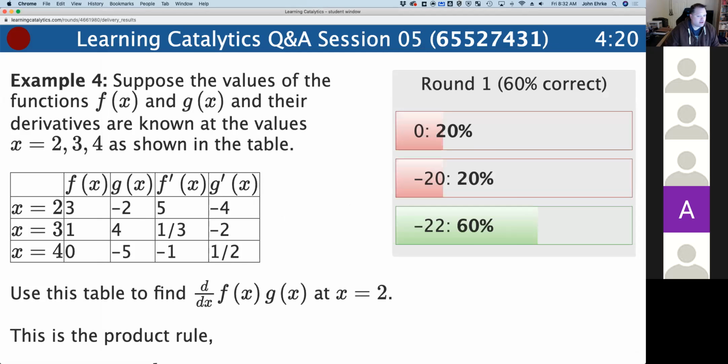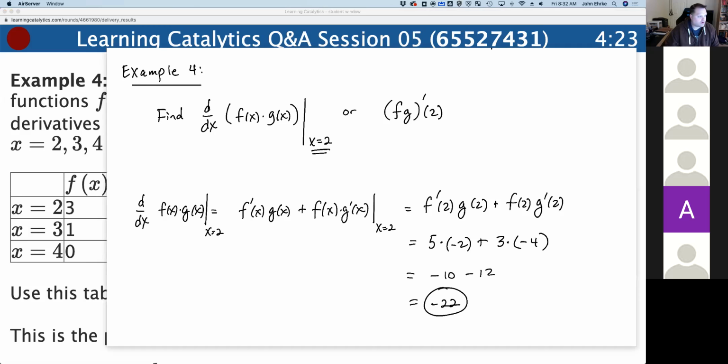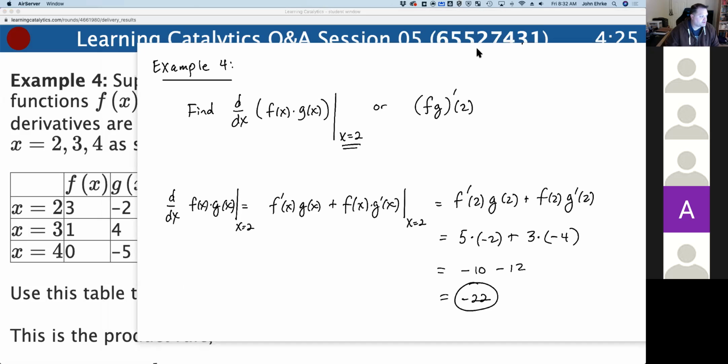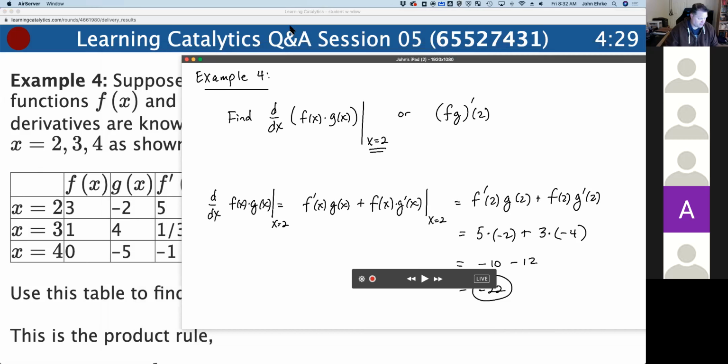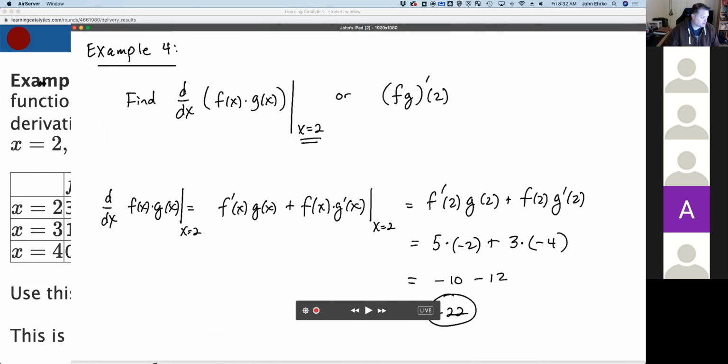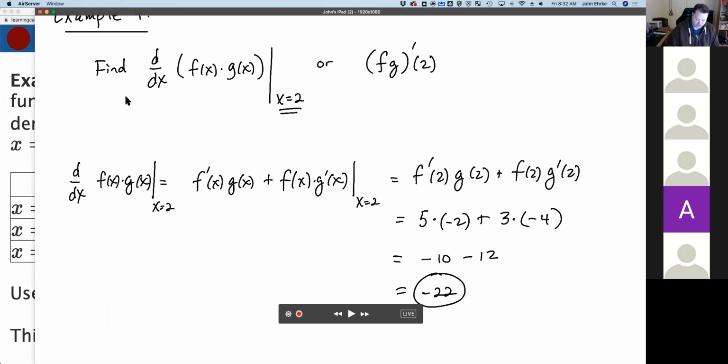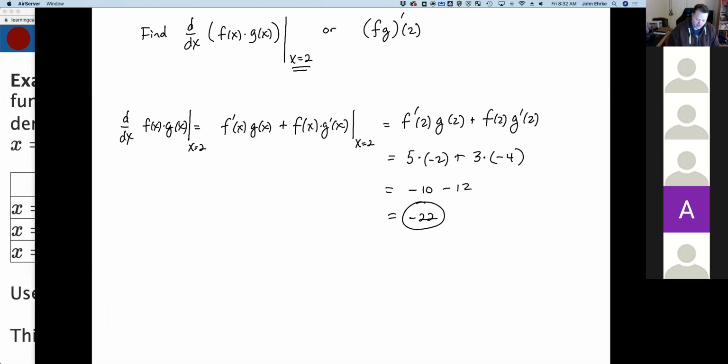So I want to look at a couple more examples from this. You should still have the table up on your screen. I want to ask a couple more questions based on it, just to get you familiar with the notation here. What if I asked you, find the derivative of 3f plus 2g, based on that table?